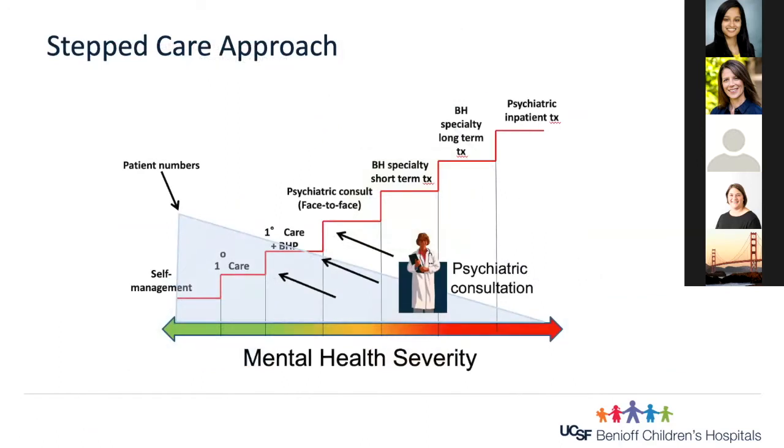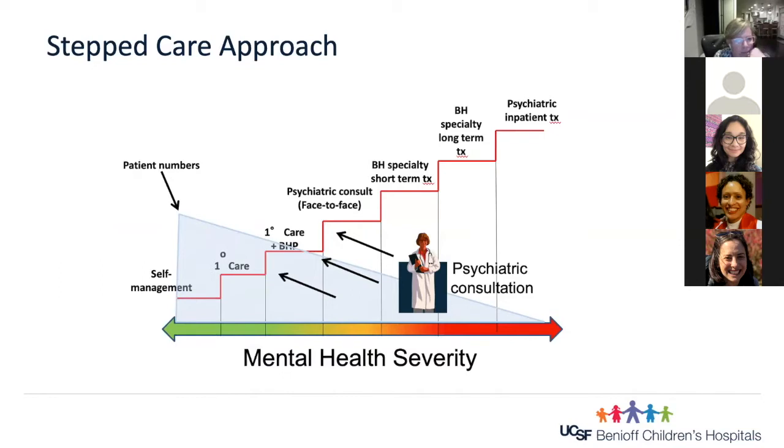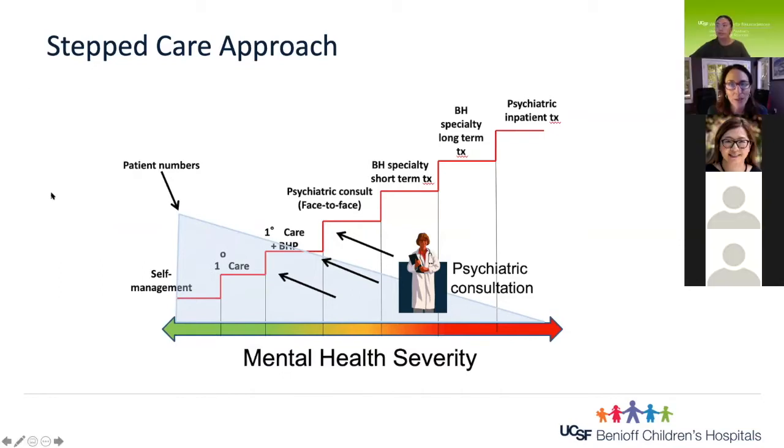The idea with these kinds of approaches is that it allows patients with lower severity mental health conditions to be seen in primary care and/or with a behavioral health provider as needed, and that there's a stepped care approach where only more intensive services, including psychiatric consultation or longer term treatment, are reserved for those with more severe mental health conditions. Next slide, please.